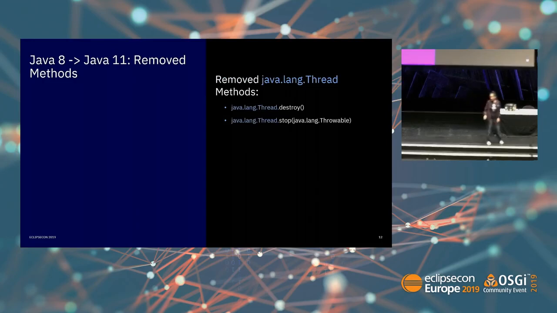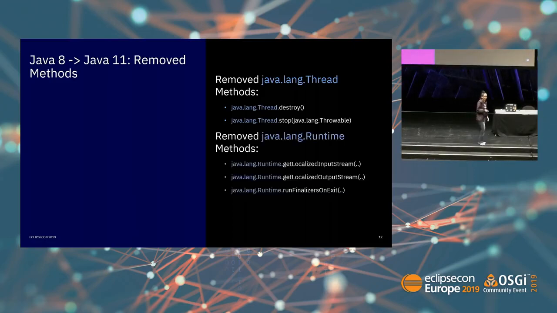In the Thread class, we saw that destroy got removed and the stop with argument got removed. If you're using stop with no argument, that got deprecated, so suspicious. It's probably going to be removed soon. And then in the Runtime class, we got the getLocalizedInputStream and getLocalizedOutputStream removed, and the runFinalizersOnExit method got removed from Runtime and from System.